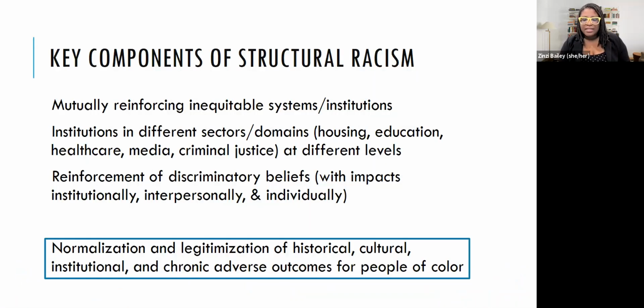What we must keep in mind and remember are these key components of structural racism. That structural racism involves mutually reinforcing inequitable systems, operating in different sectors or domains, and at different levels, which serve to reinforce discriminatory beliefs and thereby normalize and legitimize the historical, cultural, institutional, and chronic adverse outcomes for people of color.